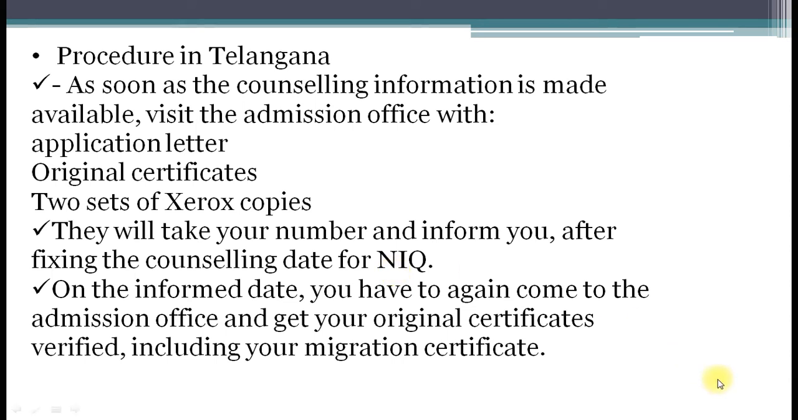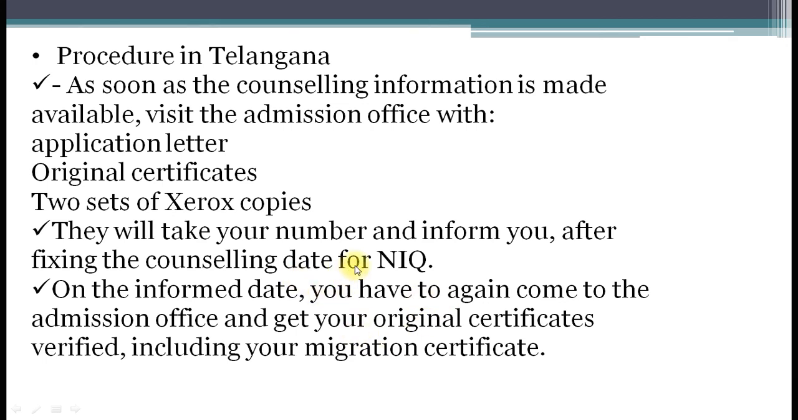So guys, this is the procedure. Finally, what happens? On the informed date, everyone who wants admission under NIQ comes to the admission office. As per merit, they will allot seats, and they will verify certificates at the moment. If all the certificates are perfect, then they will give admission. Otherwise they will go to the next candidate as per merit. This is how the admission process happened in Osmania University, especially in the past year.